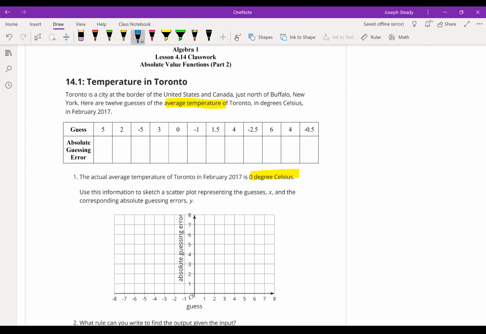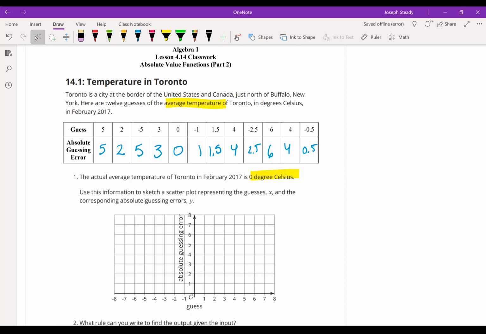So using that, we can see how far off were these people when they made their guesses. In other words, what was their absolute guessing error? So I've set up a table here. Let's run through this. If they had guessed 5, that means that they were 5 degrees off from 0. If they guessed 2, well, then they were 2 degrees off from 0. Remember, like we talked about last time, if they guessed -5, they were also still 5 degrees off from 0. Because this is an absolute error, we don't have negative numbers as our errors. So I'm going to finish filling in the rest of this table, and I'll be right back.